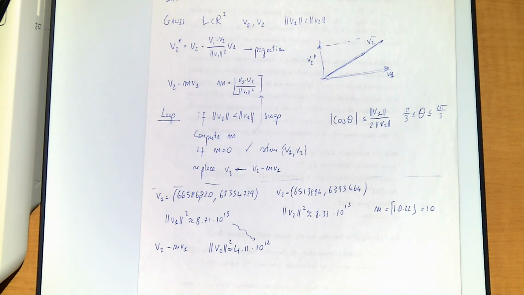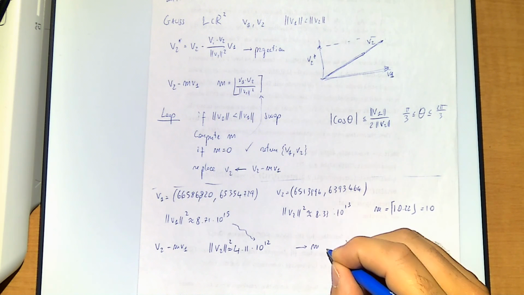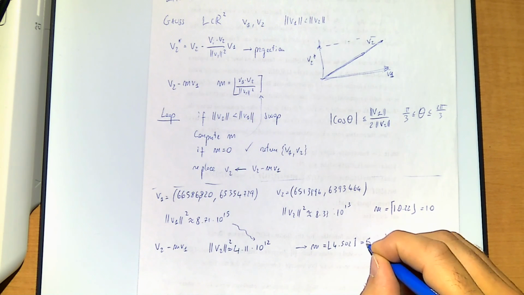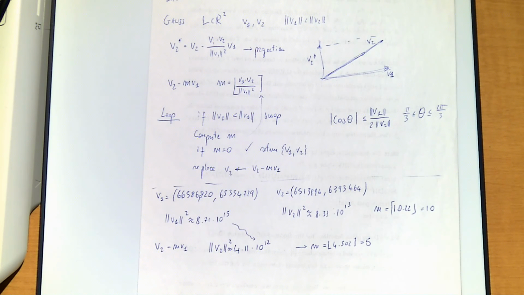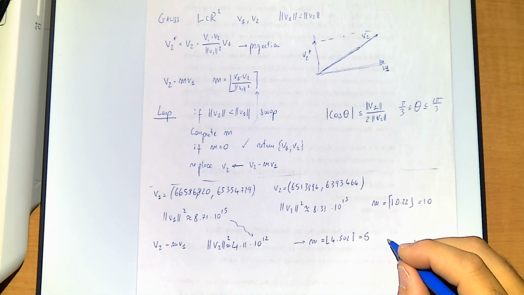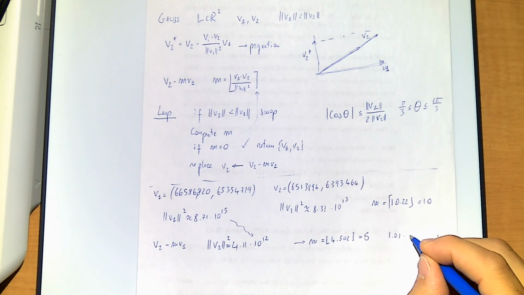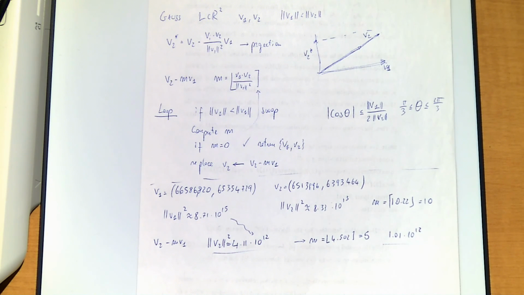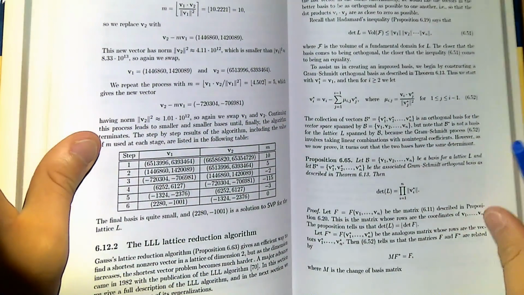We subtract again. We compute the new M, and we get 4.502. We round it to 5. We replace. We get a new norm, which is going to be 1.01 times 10 to the 12. So now these are our two vectors. Right? And we keep iterating this over and over again. I'm not going to do it over and over again, but you see it in the table here.